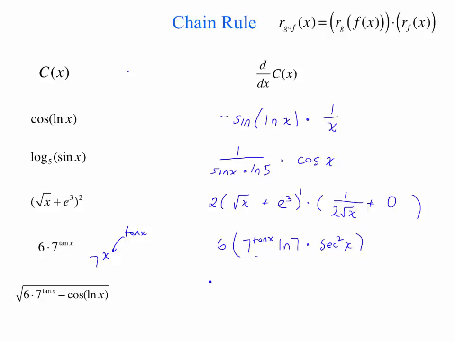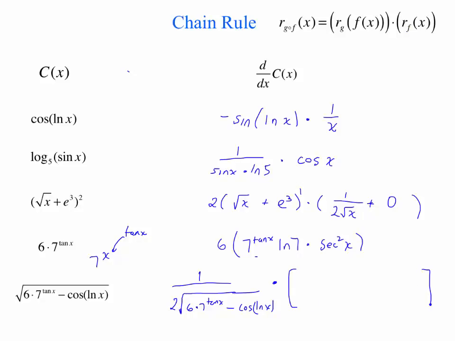What's the rate of change of square root? 1 over 2 square root. What goes under here? As is. Rate of change of the exterior with respect to the interior, as it is. So you leave it as it is. 6 times 7 tan x to the tan x minus cosine natural log of x. Then, what's left? Times the rate of change of the interior.